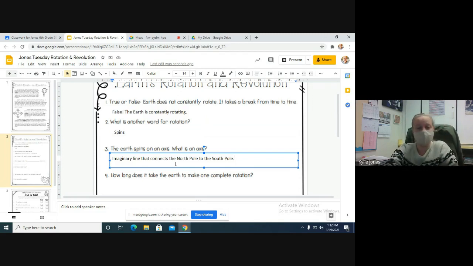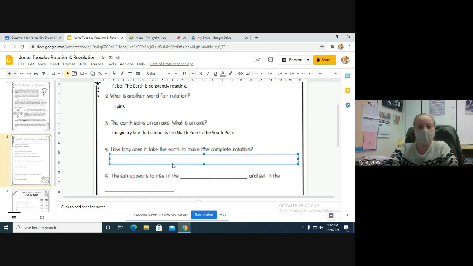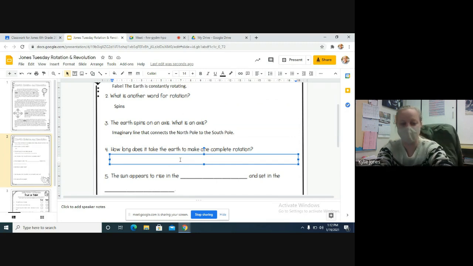Okay, ready for number 4? I'm just going to scroll down just a little bit. Number 4. How long does it take the Earth to make one rotation? So a rotation. That's a revolution. How long does it take to do a rotation? 24 hours. 1 day. You just had the two words mixed up.